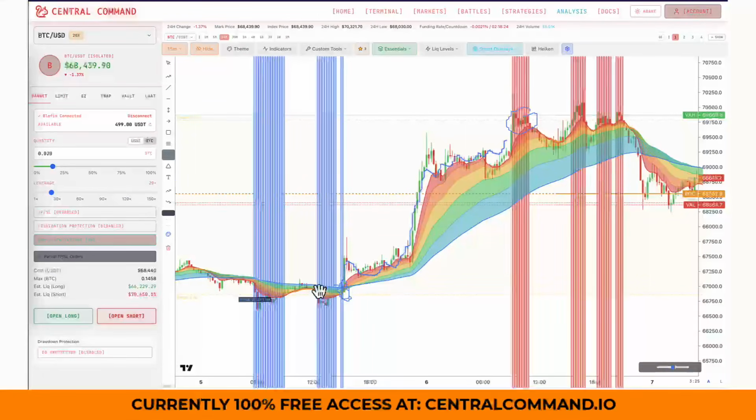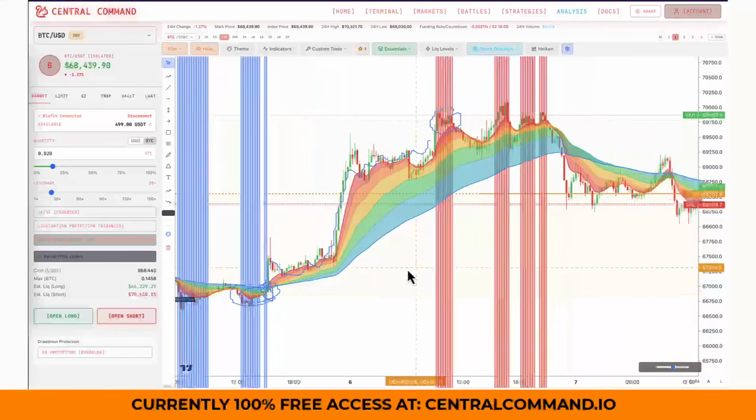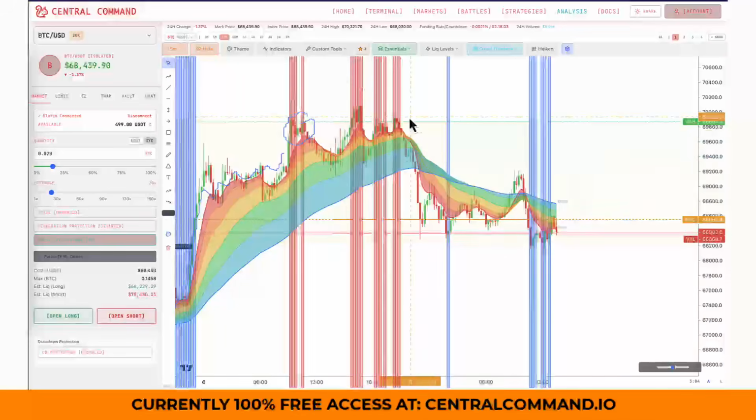So if you got in and longed over here at the EMA flip after the blue, you could have ridden that up from, what is that, 67,000 to maybe around 69,500. That's a $2,500 move. That's pretty big to the upside. And you can see it was just riding the EMA ribbon here. That's a nice squeeze.